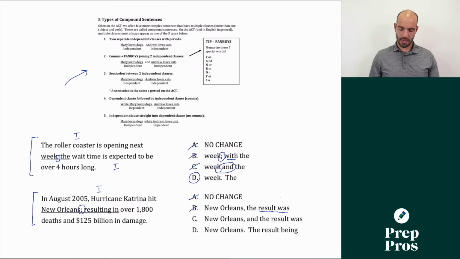With C, we have the comma and the and. This is commas and fanboys between two independent clauses. That's going to be correct. And D with a period is wrong because the result being is not an independent sentence and makes the second part a fragment. So again, if you learn the rules like I was using here, it makes any questions like these that might feel hard for you really, really easy on test day.